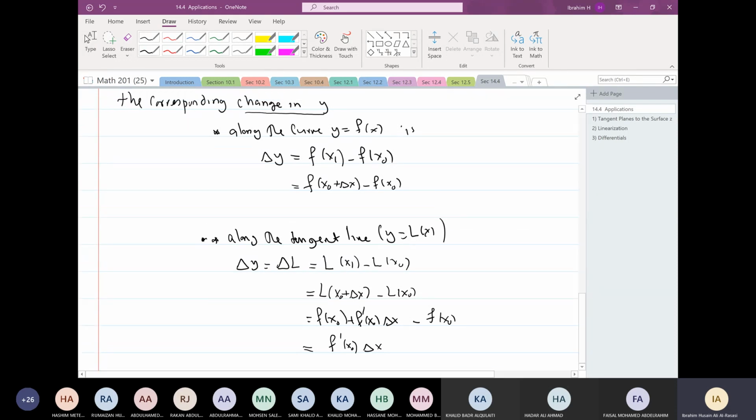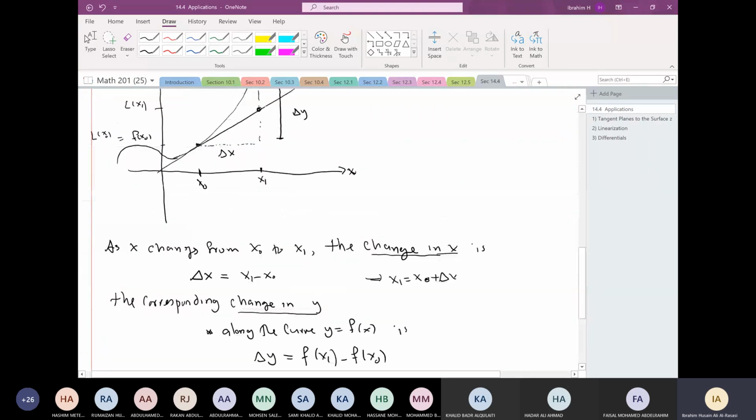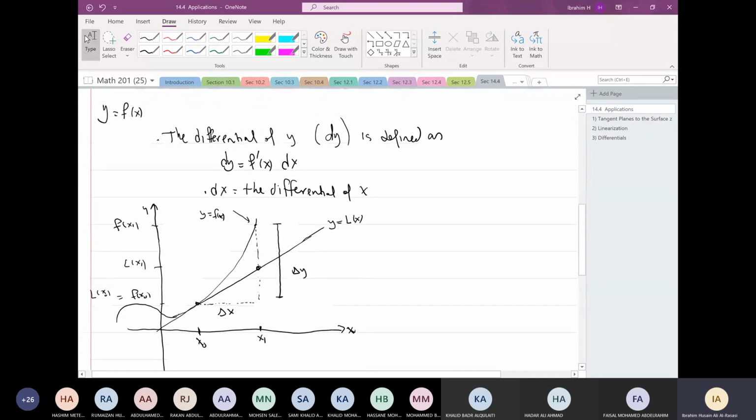Now when we deal with differentials, dx, we always take it to be delta x, always. And this is for the domain variables. For the domain variable, dx, we take it to be the change in x, delta x.